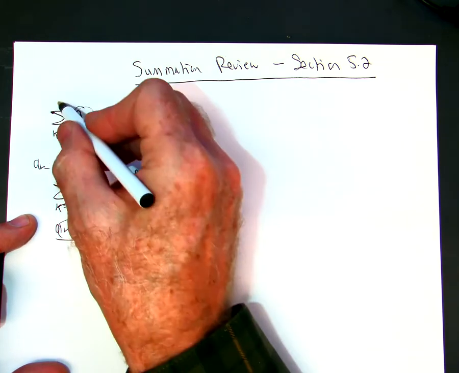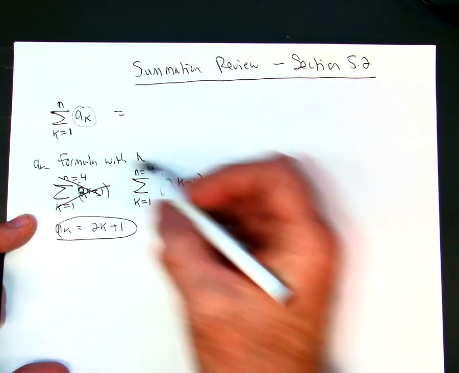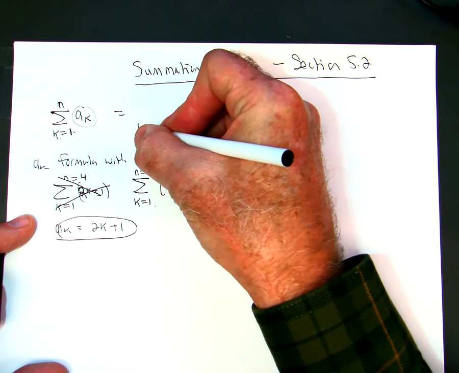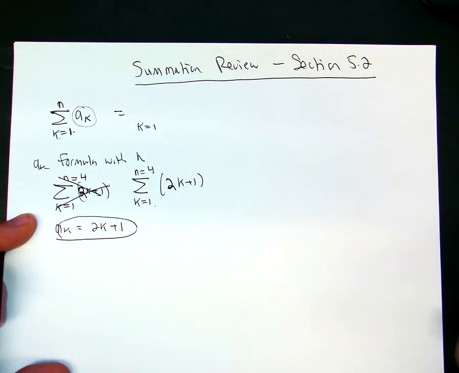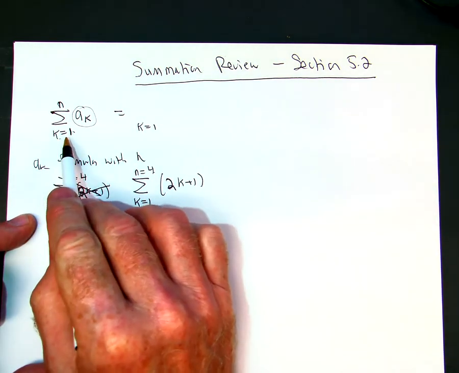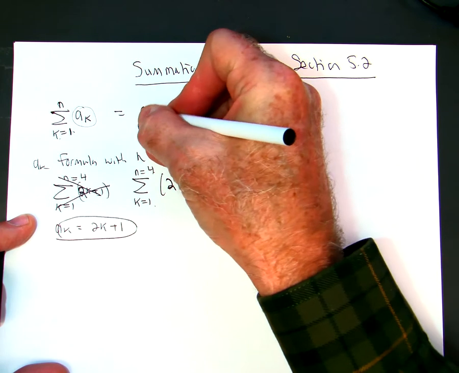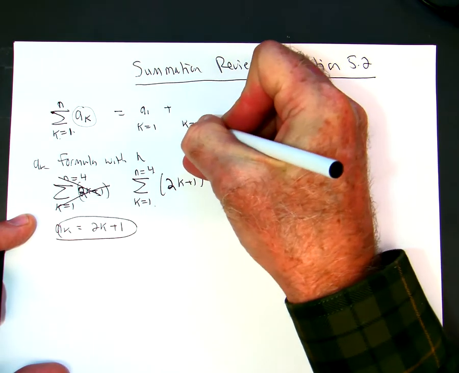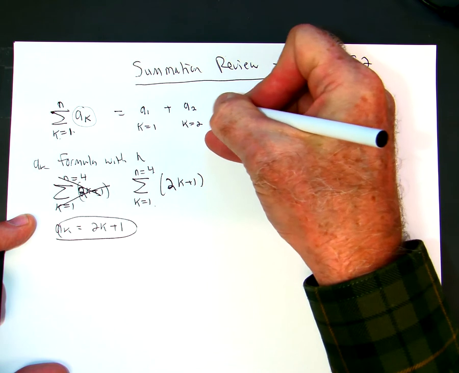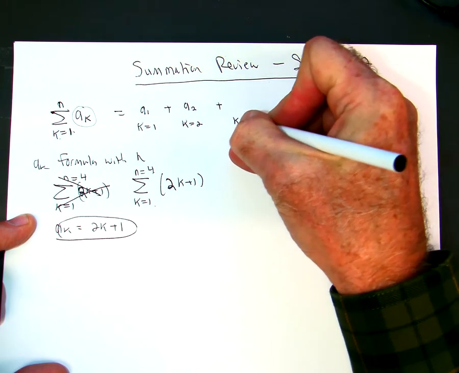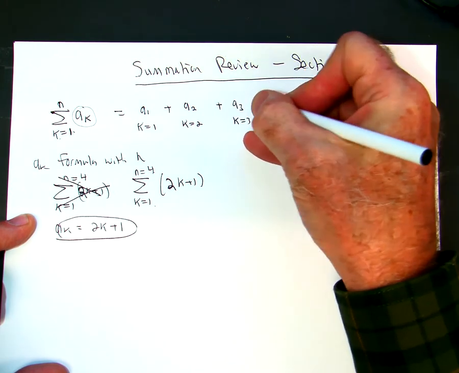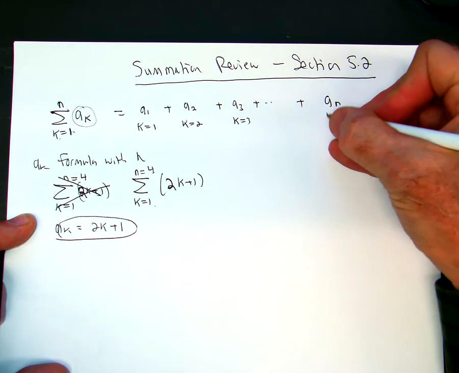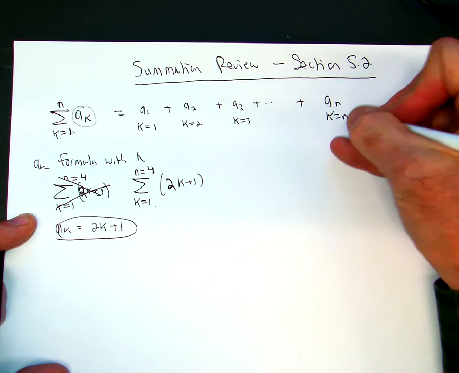Now n is the stopping point. Here n is 4. k equals 1, that's the starting point. And so the way you do this is k is your variable, and this tells you to plug in first k is equal to 1, plug it into your formula. Then you plug in k is equal to 2, plug that into your formula, and you keep going. Plug in k equals 3, and you stop at whatever this number is. And then you add this up.